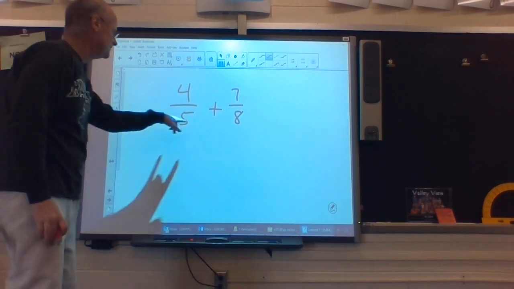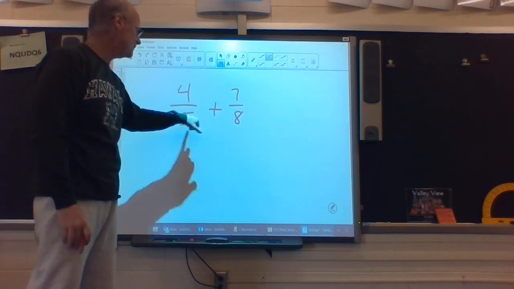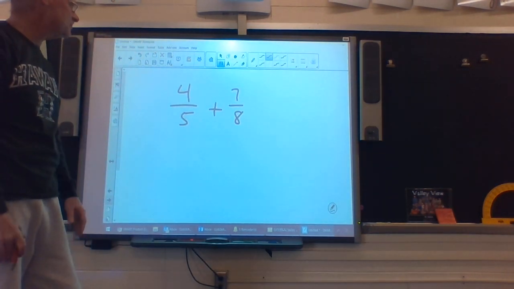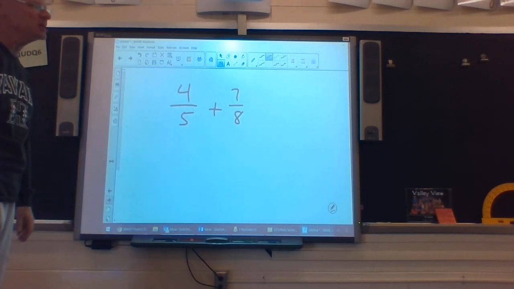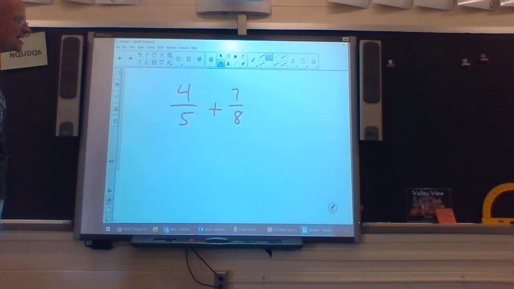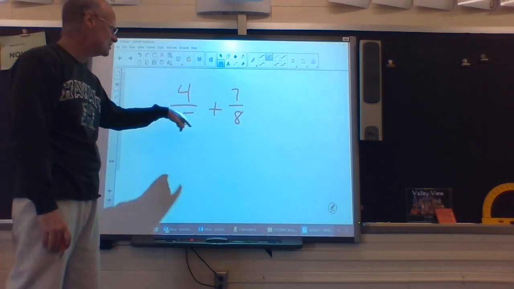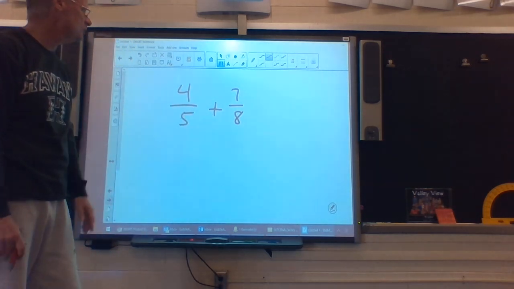Okay. Since 5 and 8 are not the same, I can't just add straight out. I'm going to see if the 5 goes into 8 evenly. It does not. So I have to find a number they both go into. And this is where, when you start to get really good at your multiplication facts, you can just say, what number do 5 and 8 both go into? I know 5 goes into 20, but 8 doesn't. I know 40. I know they both go into 40.